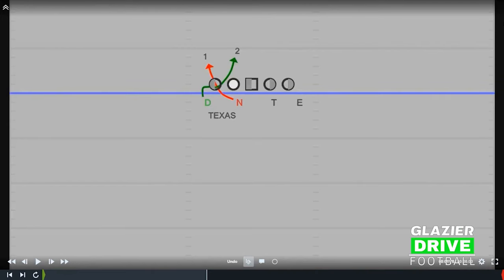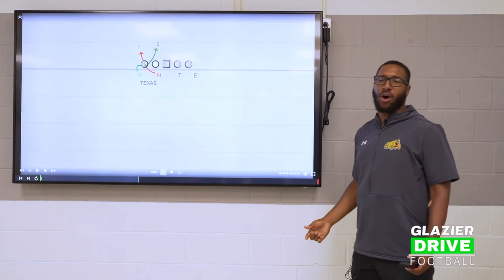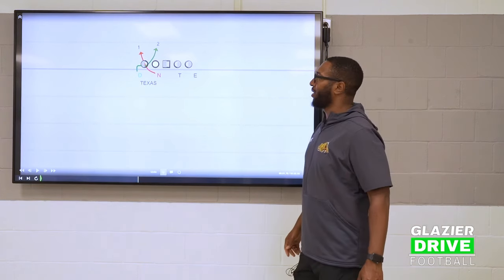So that's an example of what Texas looks like when we draw it just like that. Actually, I'm sorry, yes, it's the tackle first. That's why he has the one over his head, and then the end second. So those guys know when they're on the field, they'll call it, so that they know.